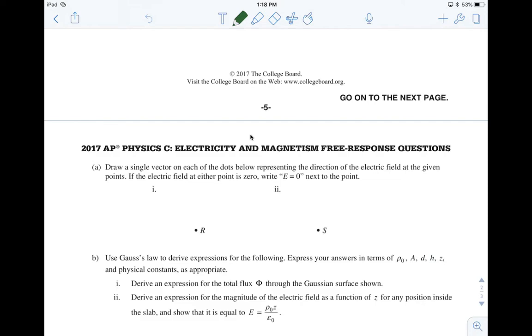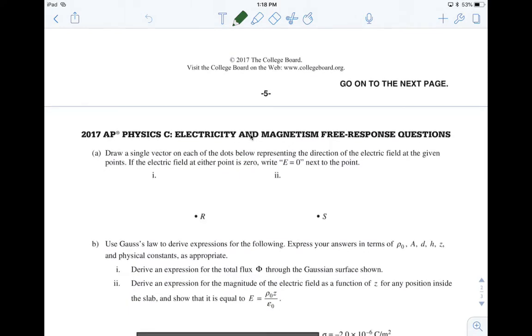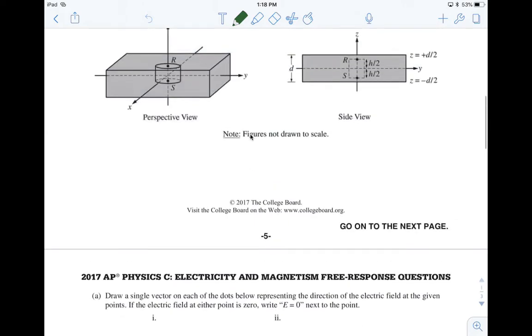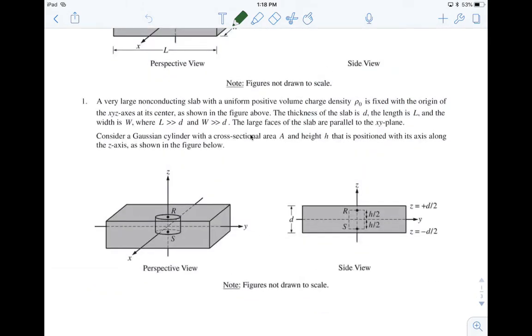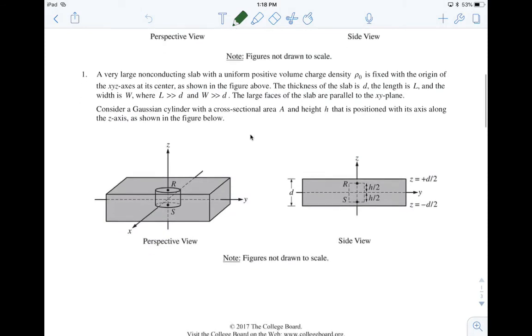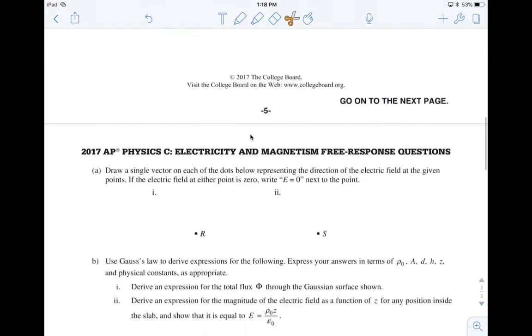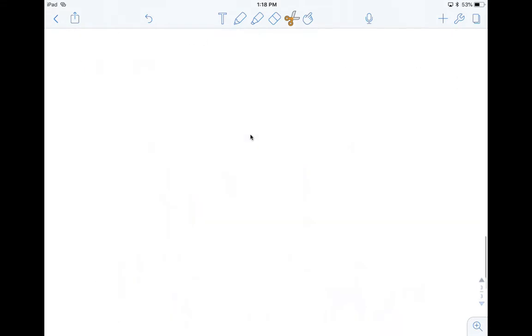Okay, part A is draw a single vector on each of the dots below representing the electric field at the given points. If the electric field at either point is 0, write E equals 0 next to the point. Okay, so let's think about this. So here's the picture they give us. They give us those 2 points. All right, let me just copy this, and we're going to forget about everything else. So let's just look at this thing right here.